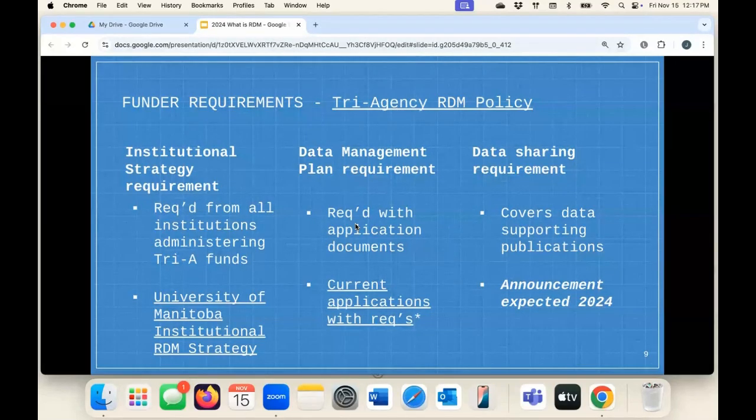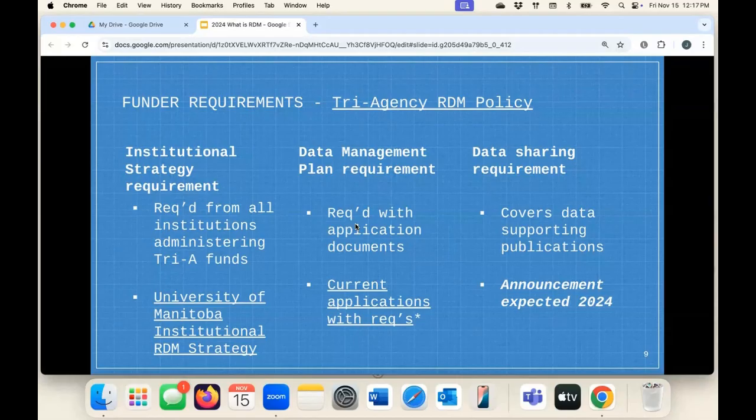The data management plan requirement is a researcher level requirement, so your responsibility. It's required with application documents, and they are starting to be included in the assessment of an application. So it's not just that you have to have one, and as long as you have one, you're good. There's a link here to the current application with requirements, with a caveat that this list doesn't get updated all that often. CIHR is the one that is making changes more rapidly. So just make sure you're reading your application documentation, check and see if there's a data management component to your application.